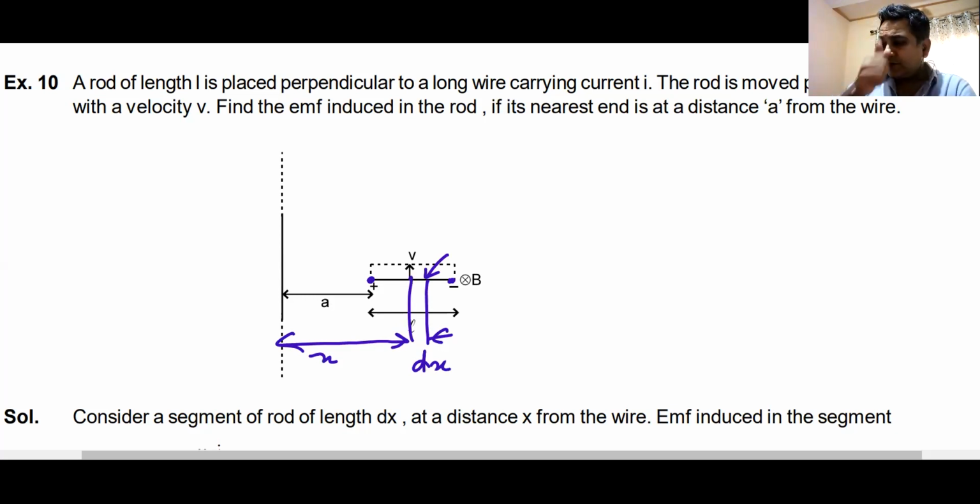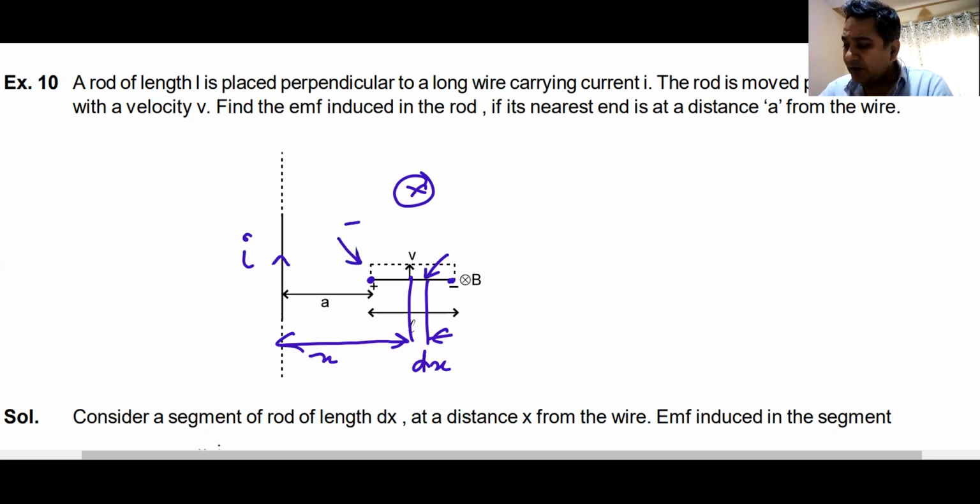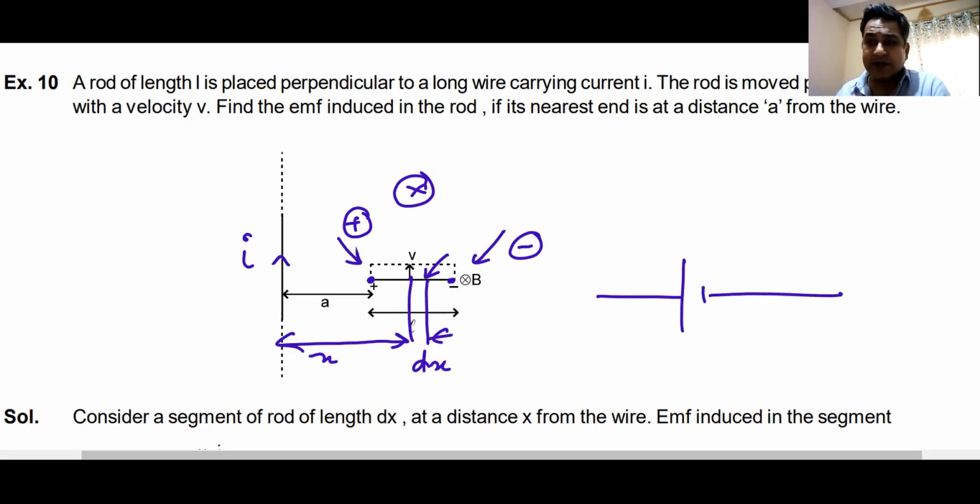The current in the wire is not given, so I'm assuming it like this. So the magnetic field will be going down. V cross B, so the nearer end will be positive, higher potential. The farther end would be negative. So you know the positive and negative terminal, it will be like this.